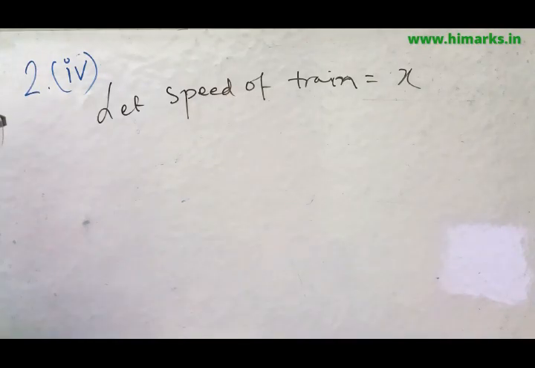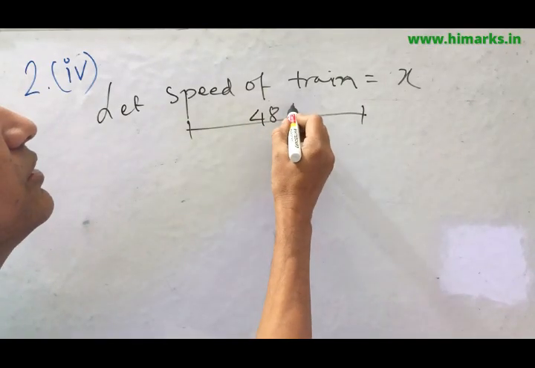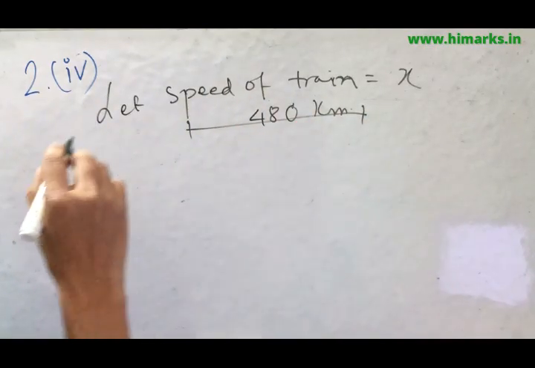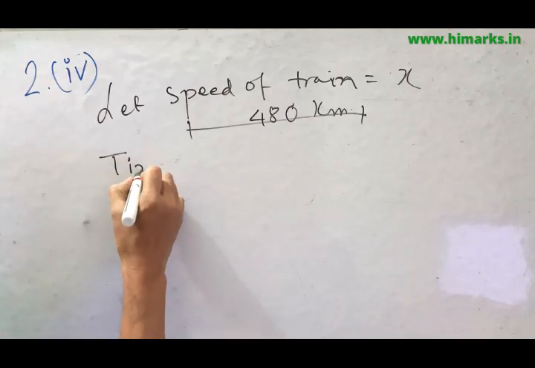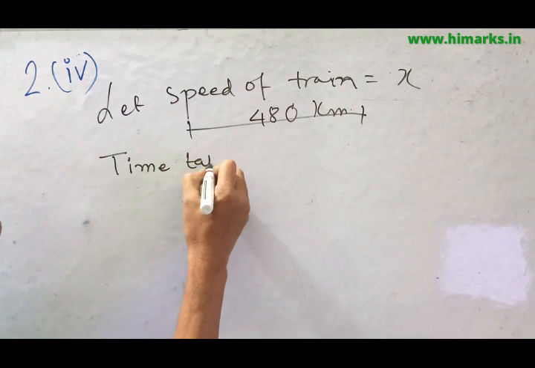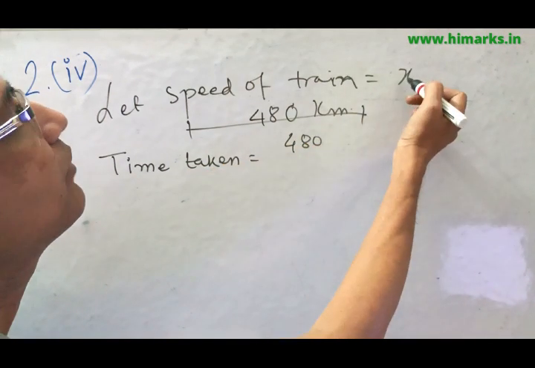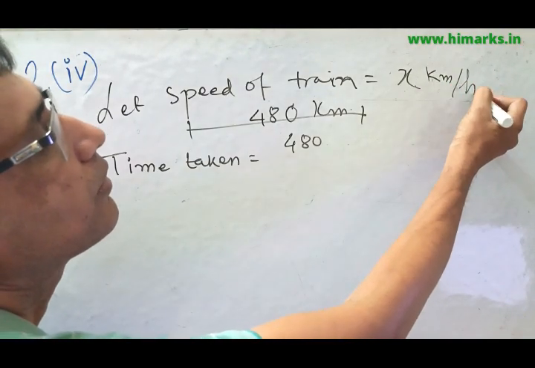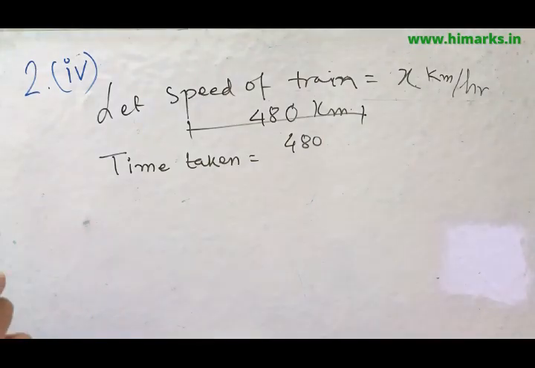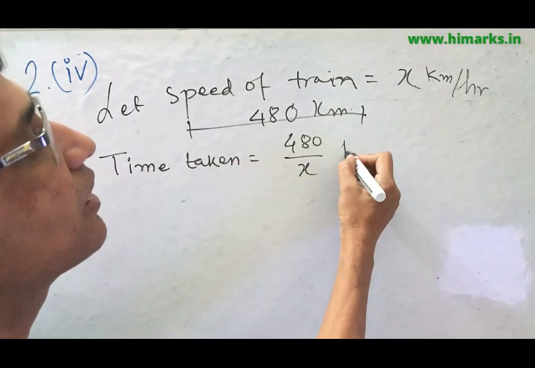Okay, now the train actually traveled 480 kilometers. This is a 480 kilometer distance. So in that case, how much time will it take? Time taken is 480 divided by... okay, speed of the train is x kilometer per hour. Correct, kilometer per hour, that is called speed. So in this case time taken is 480 by x hours.